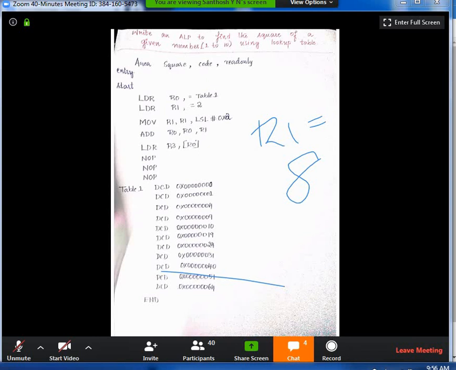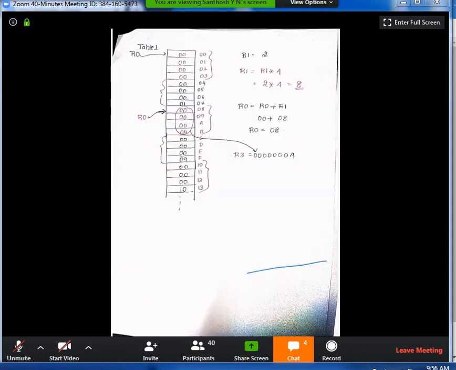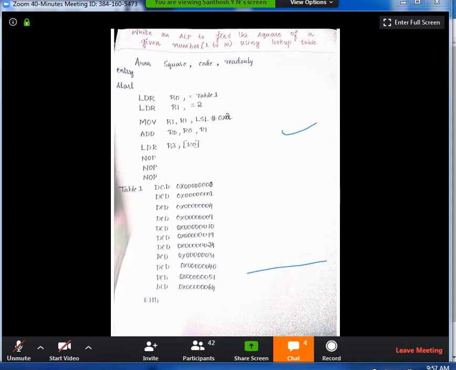So 0 is added with what now? 8, right? 0 is added with 8. Is everyone getting it? See here. So the new contents of R0 is 8. Next is ADD R0, R0, R1, and R0 is already 0. So R0 plus R1 is nothing but 0 plus 8. So right now what is the new contents of R0? 8. The new contents of R0 is 8.